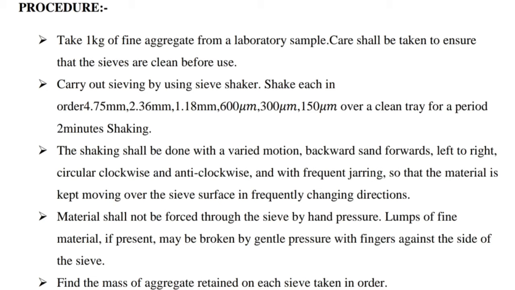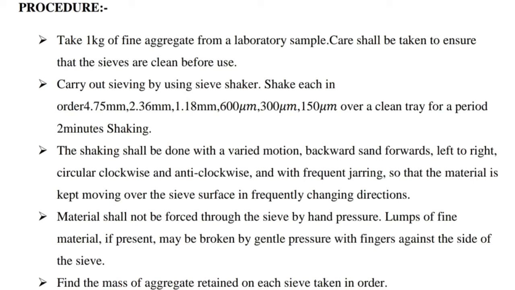Procedure: take 1 kg of fine aggregate from the laboratory sample. Care shall be taken to ensure that the sieves are clean before use. Next, carry out sieving using the sieve shaker. Shake each sieve in order, 4.75 mm, 2.36 mm, 1.18 mm, 600 micron, 300 micron, 150 micron, over a clean tray for a period of 2 minutes of shaking.